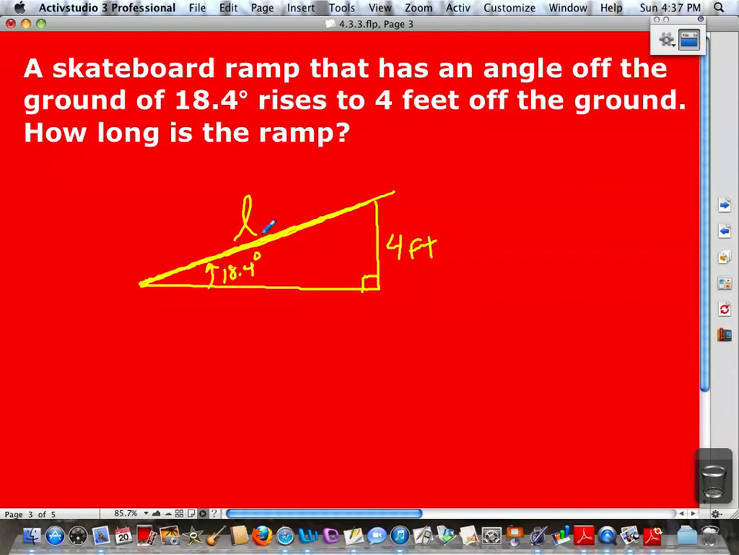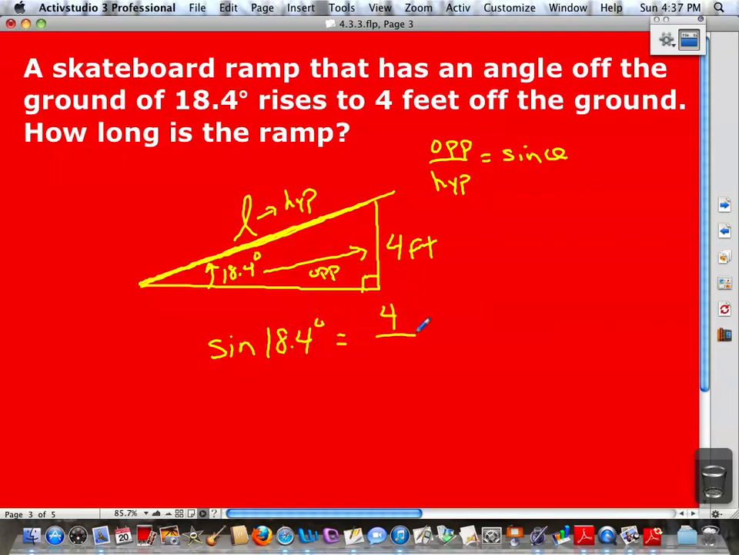So again, we have to look at the angle that we know, the side that we know and the side that we're looking for, and see which of the trig functions is going to fit. Okay? Well, from my 18.4, the 4 feet is the opposite. The length, or the ramp itself, represents the hypotenuse. So if I'm talking about opposite over hypotenuse, that's the sine function. So the sine of the angle, which I know to be 18.4 degrees, is the ratio of the opposite side over the hypotenuse. Okay? So we have to solve for L. This time L is in the denominator.